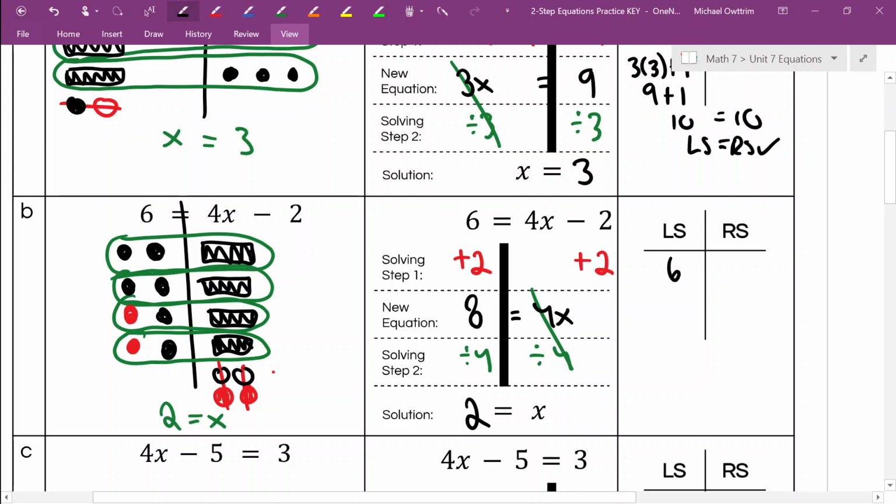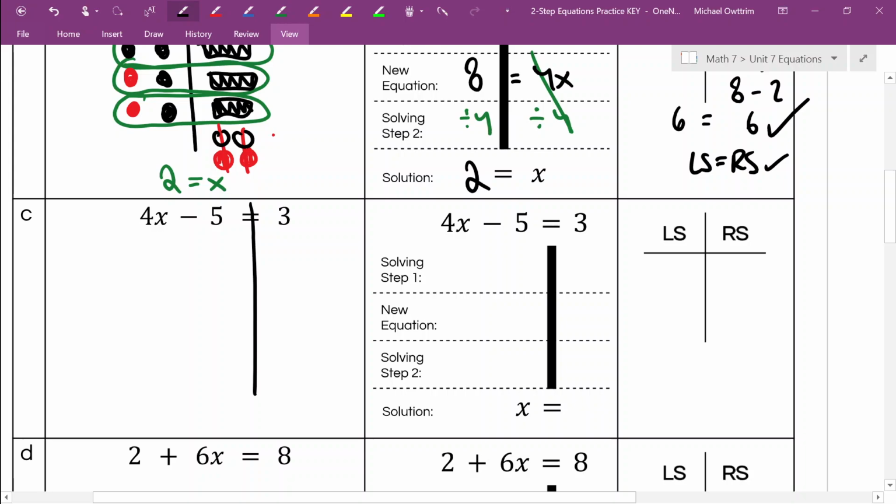For verifying, our original left side was just 6, and our right side was 4 times x minus 2. We think that x is the number 2. 4 times 2 is 8. 8 subtract 2 is 6. And 6 is equal to 6. So the left side does equal the right side.